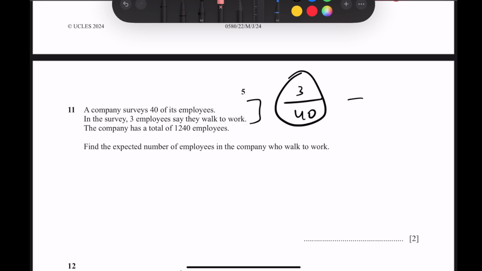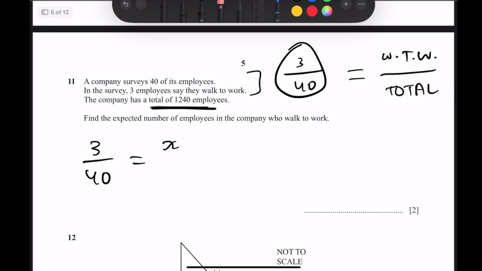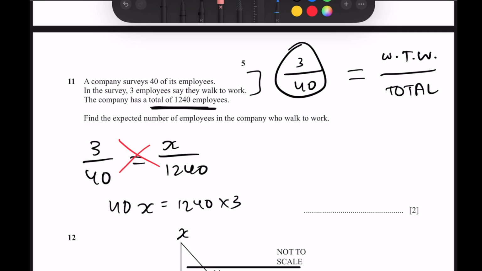If the total population of the company was 1,240, this would be how many walk to work. Since we have the total number of employees, which is 1,240, and we have the representative fraction, which says that out of 40 people 3 walk to work, then how many people would walk to work, where x is people that walk to work out of 1,240? If we do cross multiplication over here, 40x is equal to 1240 times 3. So x is equal to 1240 times 3 divided by 40.